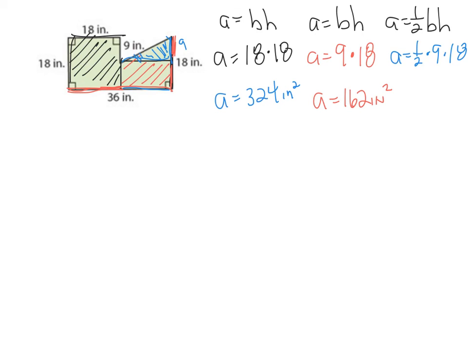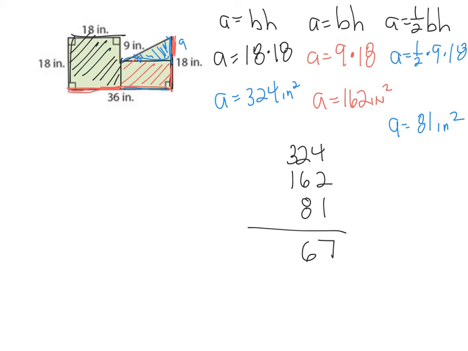I can say 1/2 times 18, which will give me 9, and then 9 times 9 is 81. So I'm going to do that in blue. Area equals 81 inches squared. So now I got to combine all these numbers and come up with a total. So 324 plus 162 plus 81 is going to give me my total. 4 plus 2 is 6, plus 1 is 7, 2 plus 6 is 8, plus 8 is 16, and then 1 plus 3 is 4, plus 1 is 5. So 567 inches squared is my total area for that.